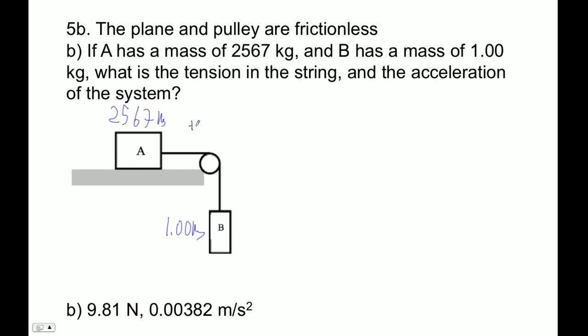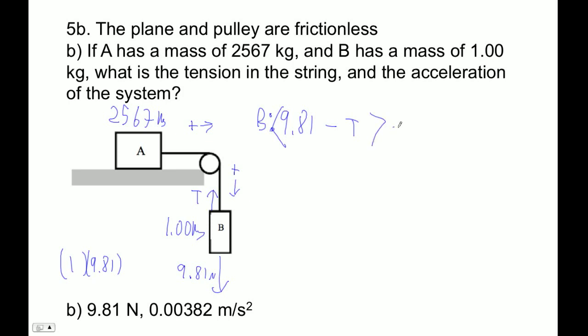Guessing that positive acceleration is this way, and that positive is this way, the force down on this is 1 times 9.81, so that's 9.81 newtons. And so for B, our formula looks like this. The tension is upward, the 9.81 is downward. Since down is positive, I go 9.81, the thing causing the acceleration, minus the tension equals 1.00 times A.